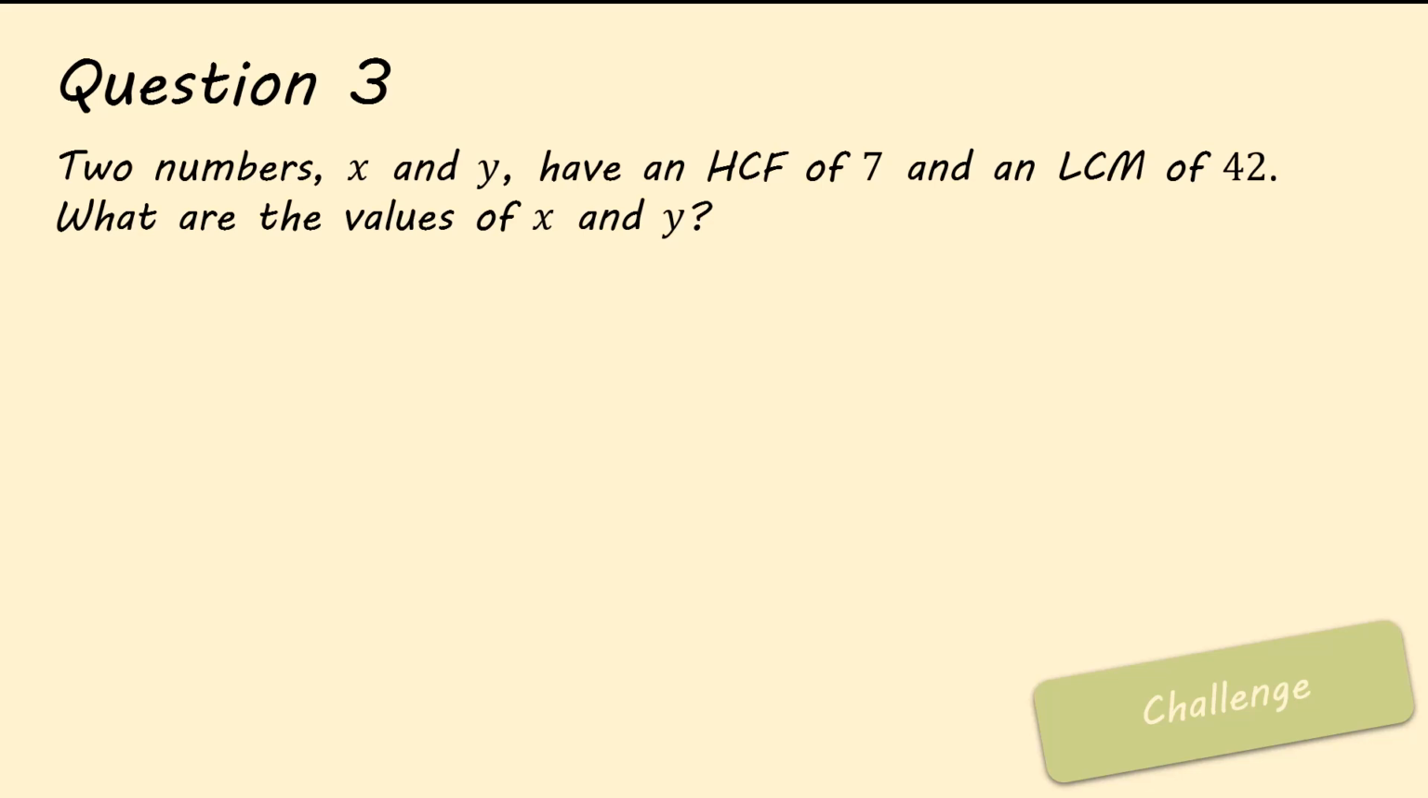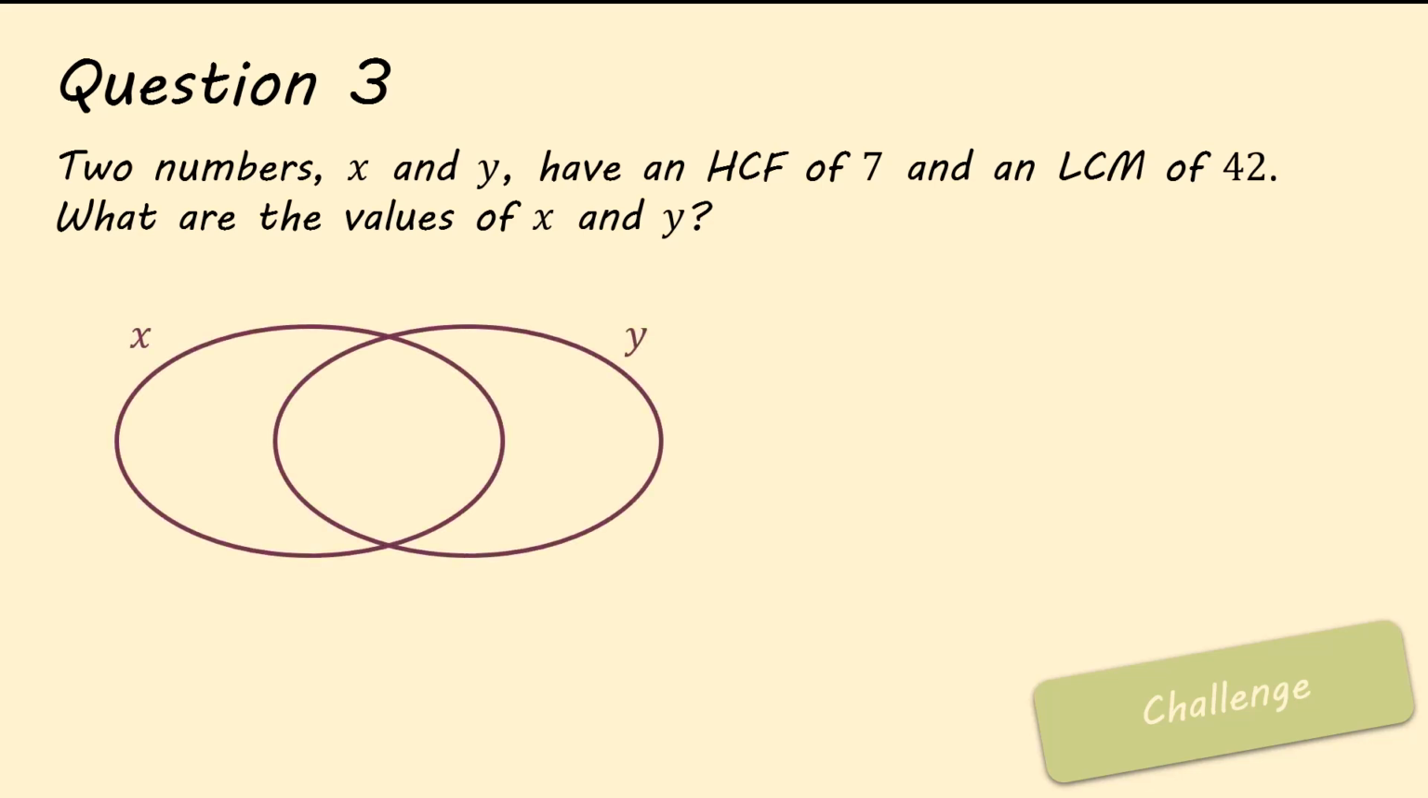Now to find x and y, let's consider the Venn diagram and try to fill in what we know so far. Since the HCF is 7, we can write 7 in the intersection. Note also that 7 is prime. Now we can write the LCM, 42, as 2 times 3 times 7. Since the LCM is calculated by multiplying all the numbers in the Venn diagram, we can guess that we need to place 2 and 3 into the Venn diagram. In fact, we can place 2 and 3 anywhere except the intersection, since this can only contain 7, which is the highest common factor. So let's put 2 on this side and 3 on the other.